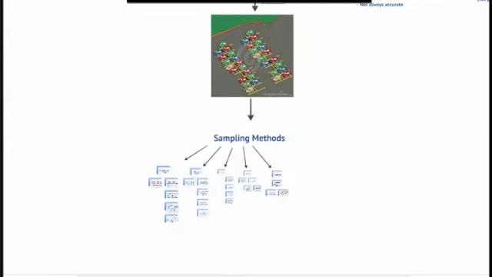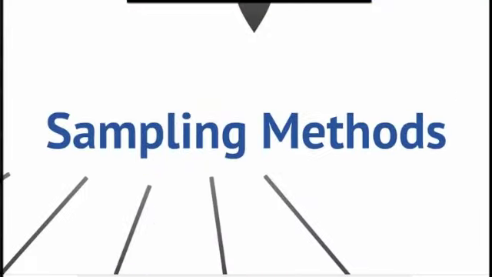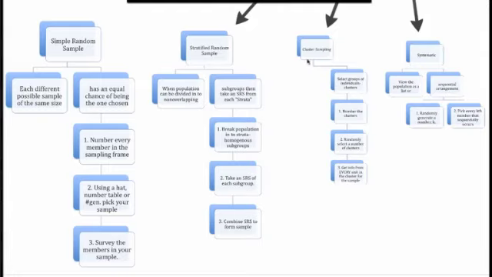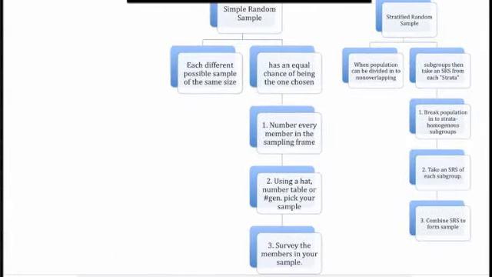Alright, so we've got our different sampling methods that we talked about before: simple random sample, stratified random sample, cluster sample, and systematic. Let's look at each one in an example. In a simple random sample, each different possible sample of the same size has an equal chance of being the one chosen. That's the key definition, and you are going to have to know that. So every group of the same size has the same chance of being chosen.